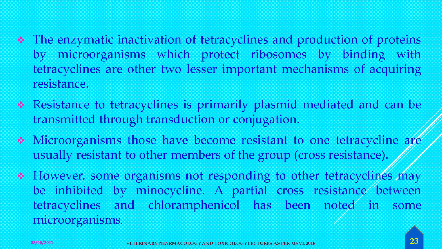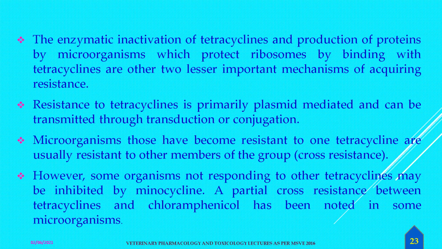Another thing is that resistance to tetracyclines is primarily plasmid mediated. So a pilus is formed in between two bacteria, and the genetic material will be exchanged, and it is called plasmid mediated resistance. You have seen that in the introductory class. The microorganisms that have become resistant to one tetracycline are also resistant to the other members of the group. This is happening because of human behavior, and also sometimes the cost factor of the antimicrobial drugs.